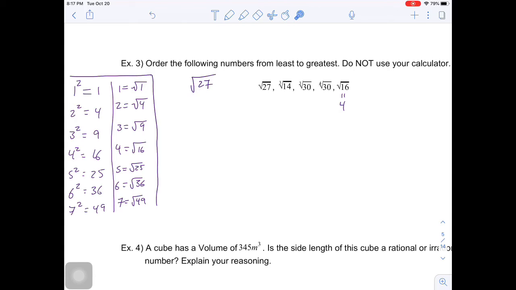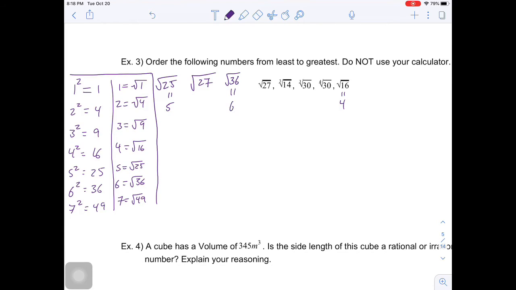So root of 27 falls between root of 25 and root of 36. So it falls between those things. What does root 25 equal? Well, that equals 5. Root 36, that equals 6.